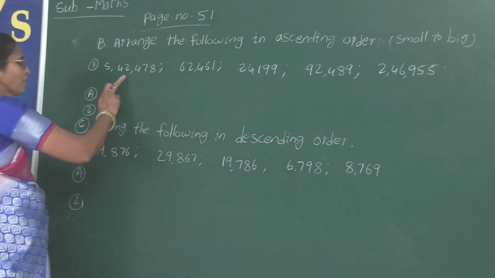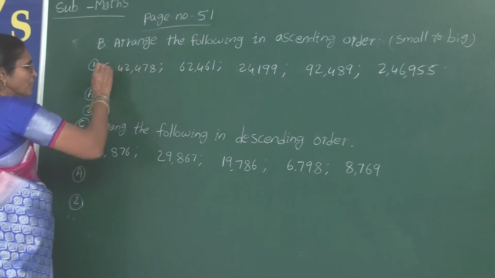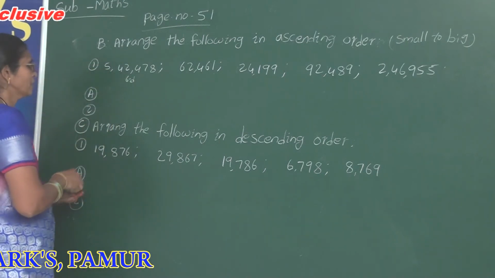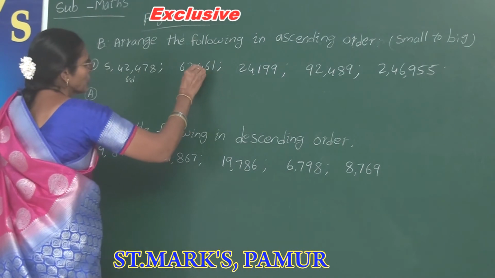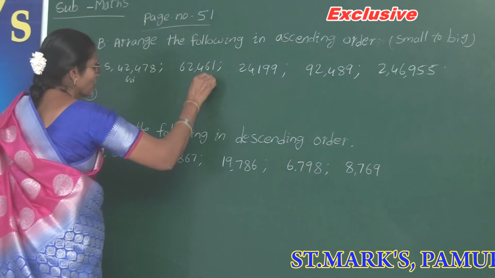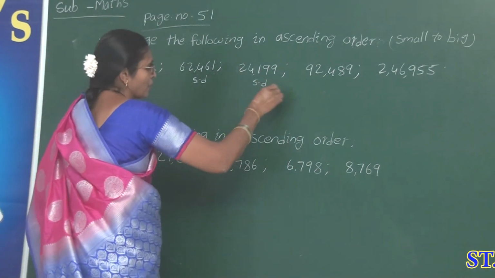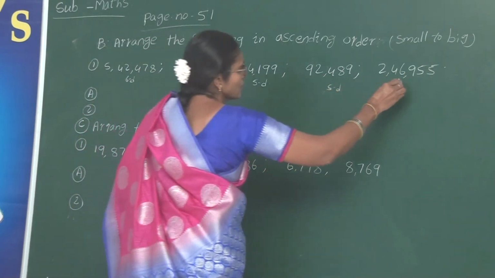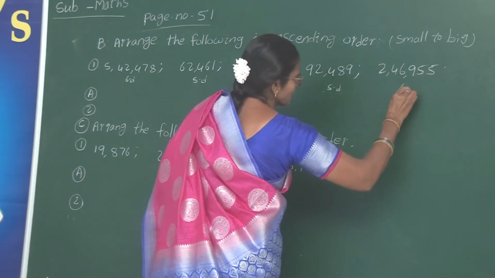So here in the first number, how many digits are there? 1, 2, 3, 4, 5, 6. It is a 6-digit number. Are you understanding? Next one, 1, 2, 3, 4, 5. It is a 5-digit number. And it is also a 5-digit number. And here it is also a 5-digit number. And this is 1, 2, 3, 4, 5, 6, a 6-digit number.